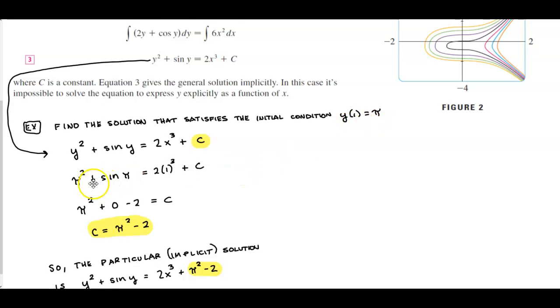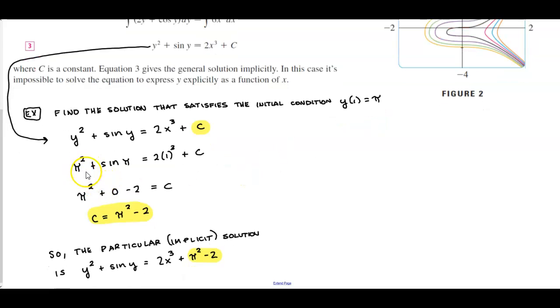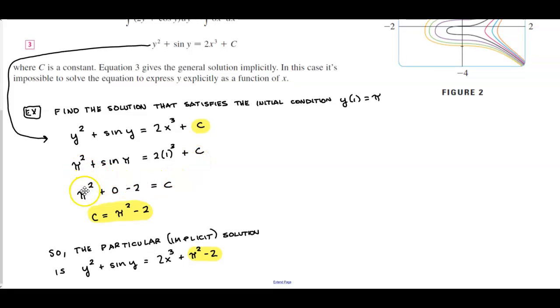So we're going to plug that into the equation. And we get pi squared plus sine pi, which is equal to 2 times 1 cubed plus c. So we have pi squared. We know that the sine of pi is 0. And then we're going to subtract 2 from this side. And so we end up getting a constant c, which is equal to pi squared minus 2.